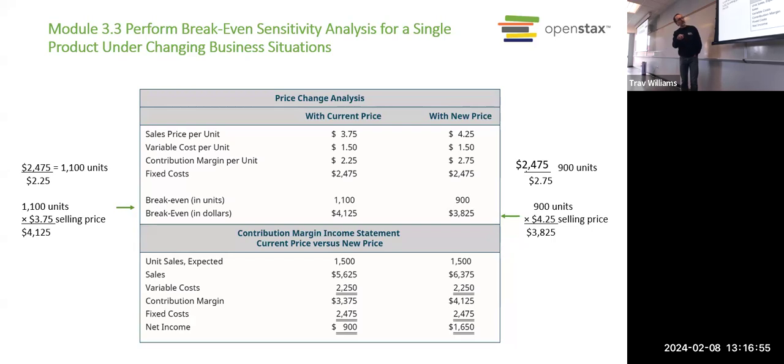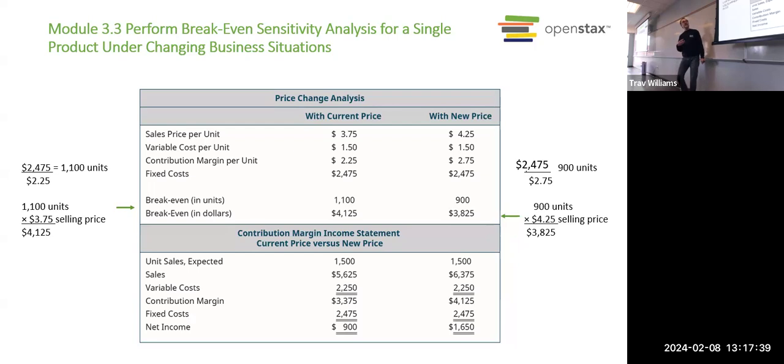Okay, so with this new contribution margin, you can divide that into your fixed costs. We see that here, taking the fixed costs, dividing it by the new contribution margin. And now we see the new number of units needed to break even. So by raising their price 50 cents, now instead of 1,100 units to break even, they only need to sell 900. That 50-cent change makes a big difference. And then you can convert that into break even in dollars. You see they break even at $3,825 instead of $4,125. So this would be helpful to managers if they're trying to decide, should we change the price?